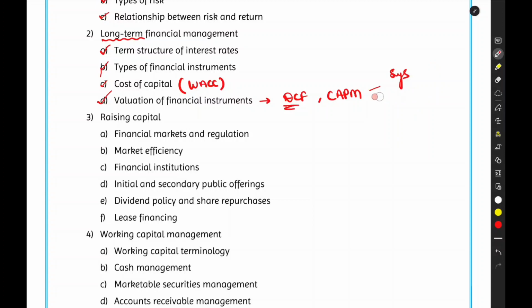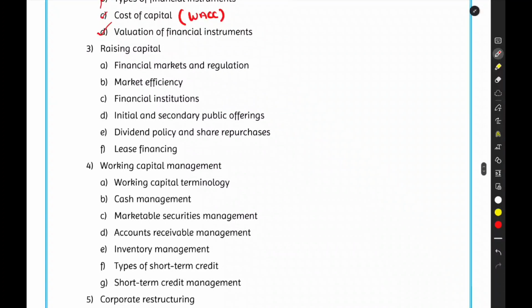How a particular risk affects the overall market versus affects only a particular segment of the market, that is systematic and unsystematic. We'll cover that in the regular lecture.